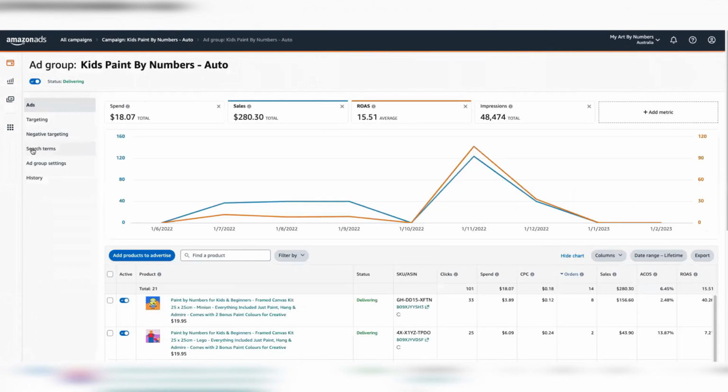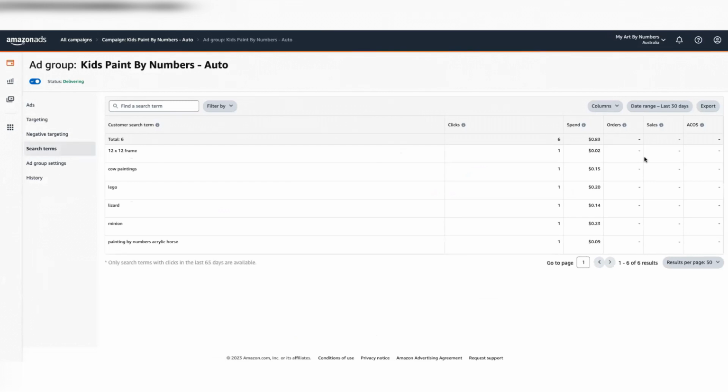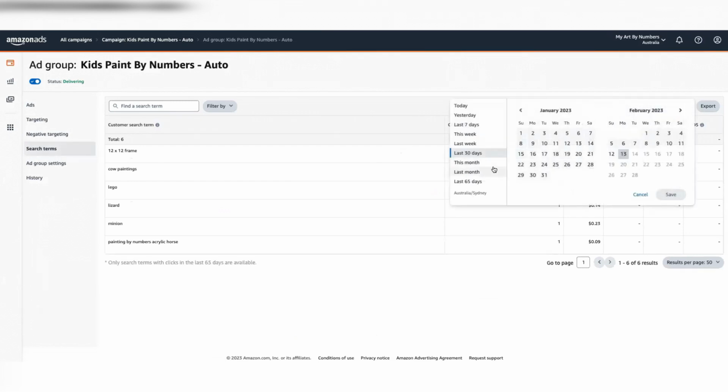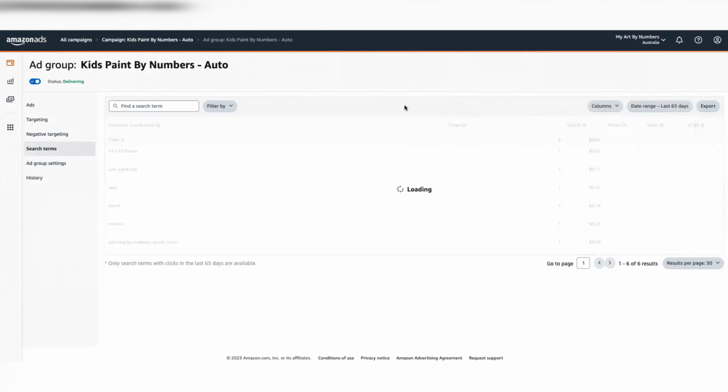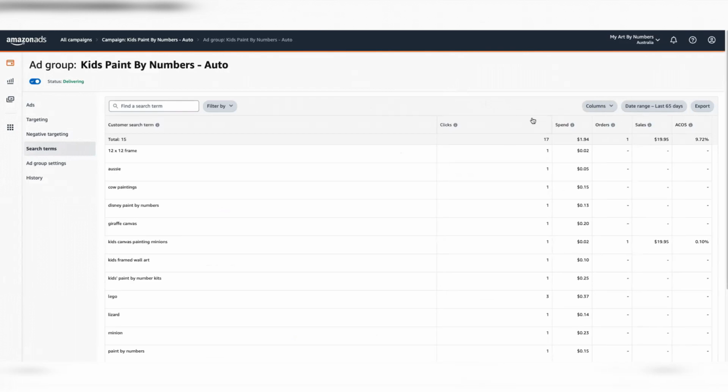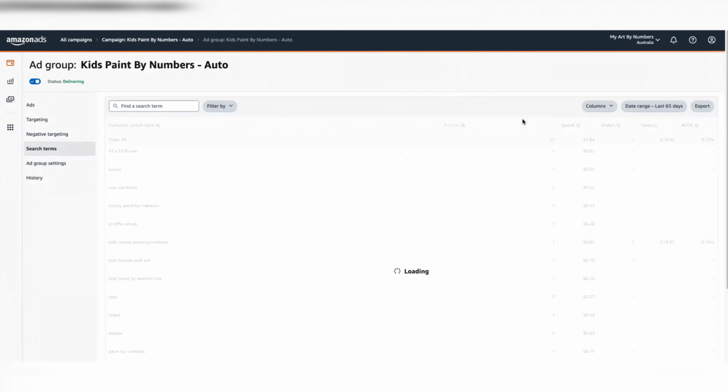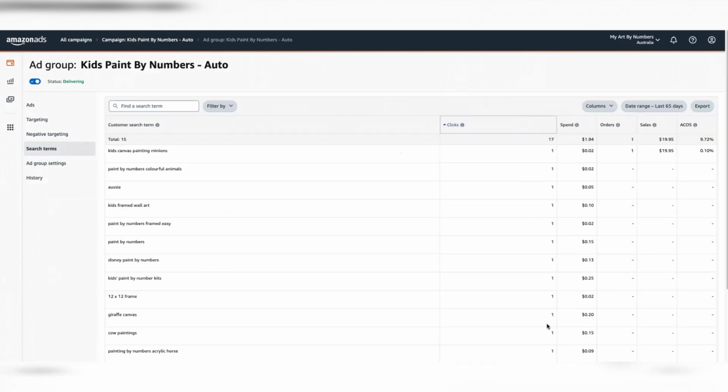All right, so we want to go into the search term section. The only downside of this is you can only go back 65 days unless you download the report. So we'll just go back as far as we can. Sort by spend. This one hasn't spent a huge amount, so it's just one click here, one click there. So the first thing you can look at is whether there's a keyword, whether it's relevant or not, just spending a lot of money, getting a lot of clicks and not converting. That can be an example of where you would want to add a negative keyword.